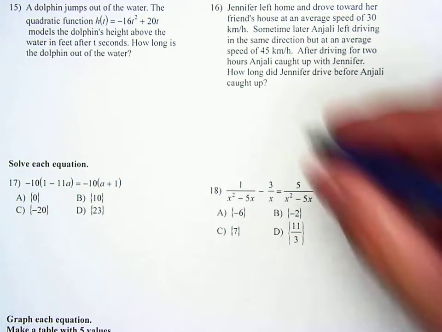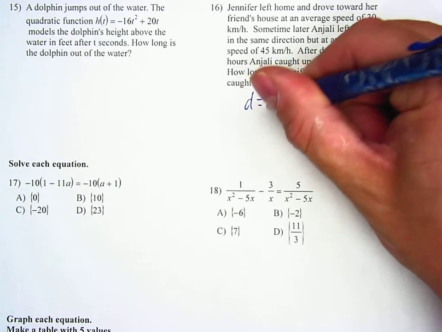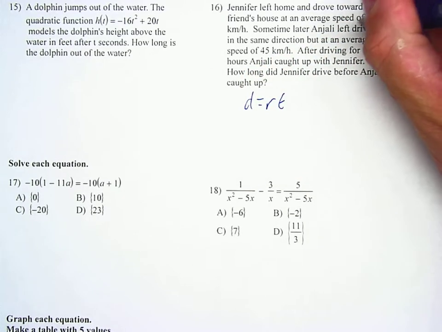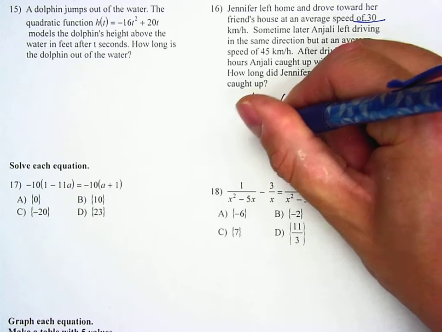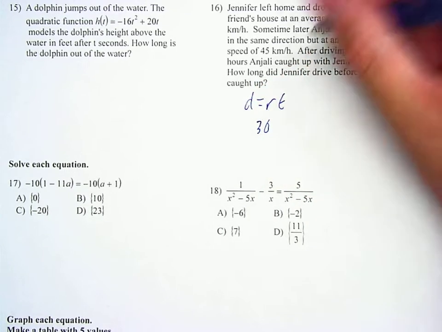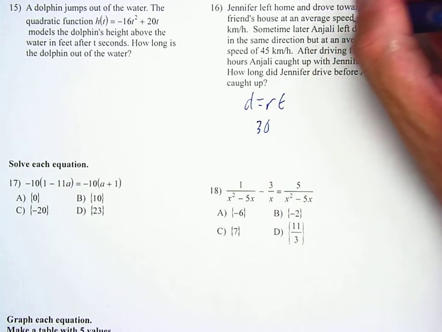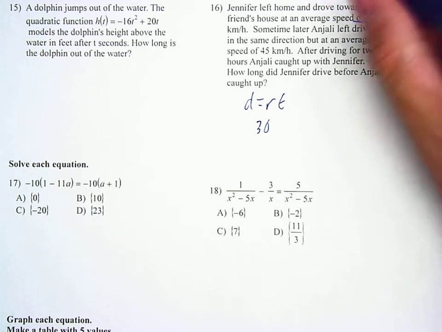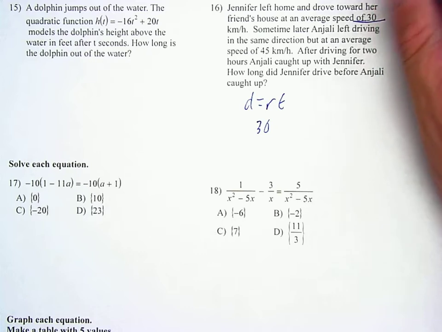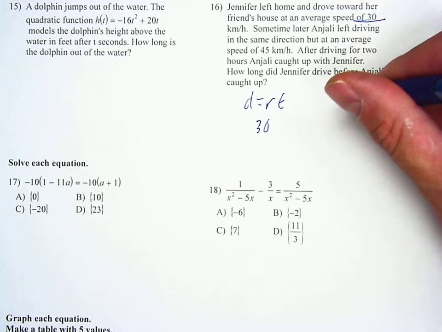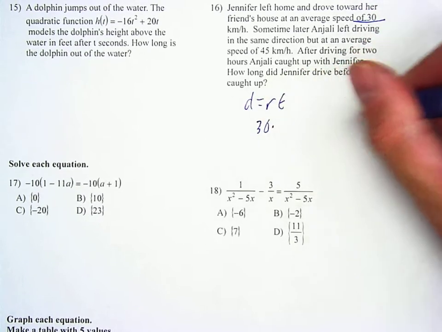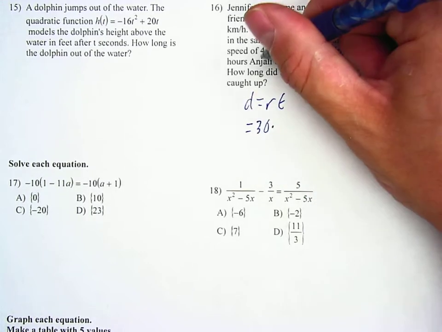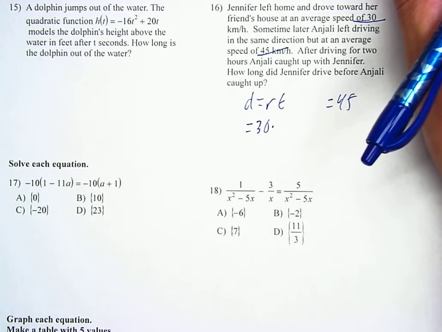So Jennifer left home. D equals RT. This is rate times time. Average speed of 30. So one of my rates is going to be 30 kilometers an hour. Sometime later, Angeli left driving in the same direction, but at an average speed of 45. So that's another formula altogether there. So I have 45 as that rate. So far I've got two rates, 45 and 30.